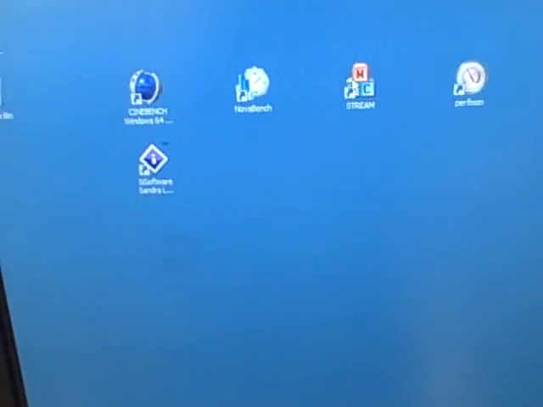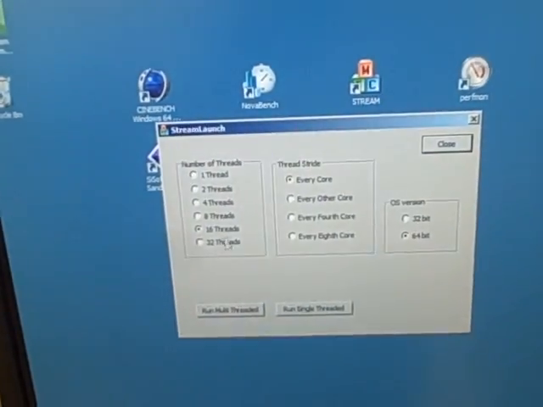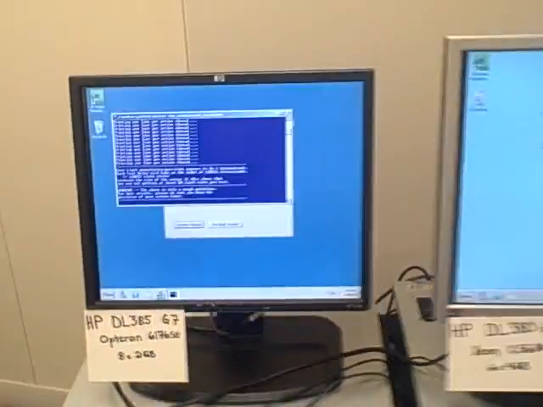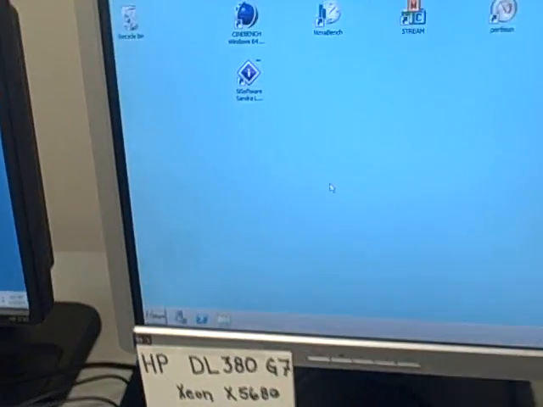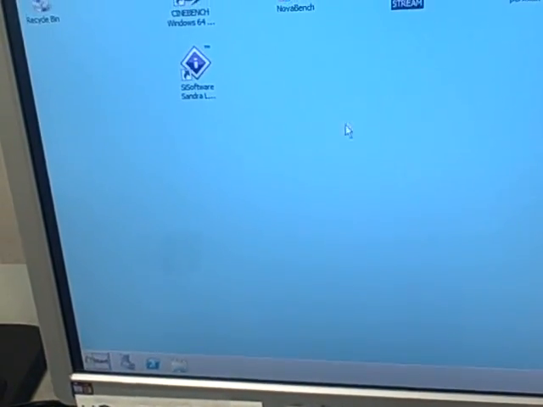I'm running Server 2008 R2 with the same default settings on both. I'm going to run a benchmark called Stream, which measures memory bandwidth. Run the same test on both of them.